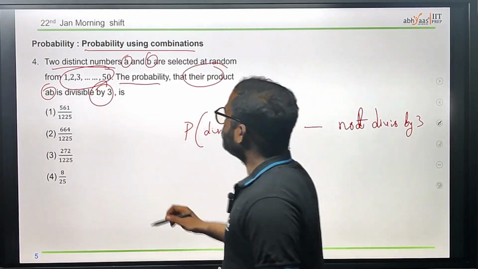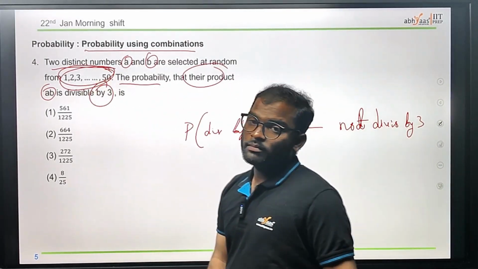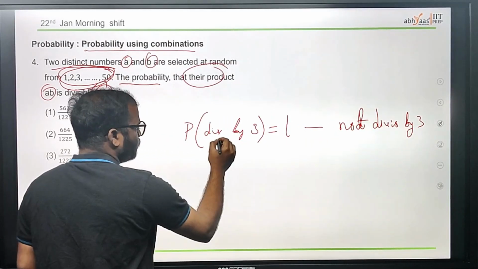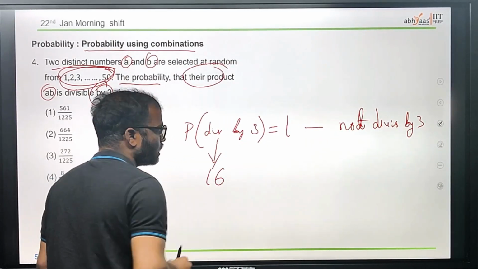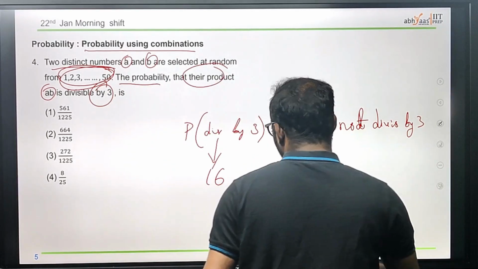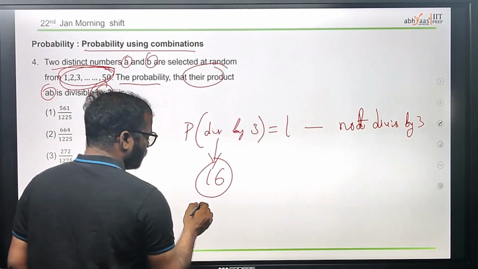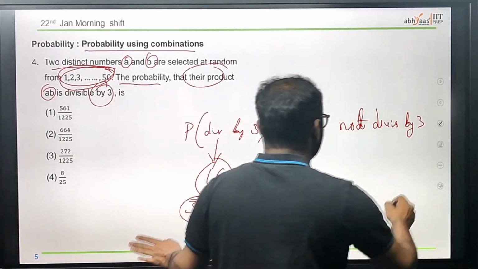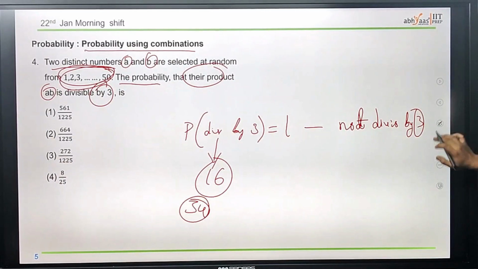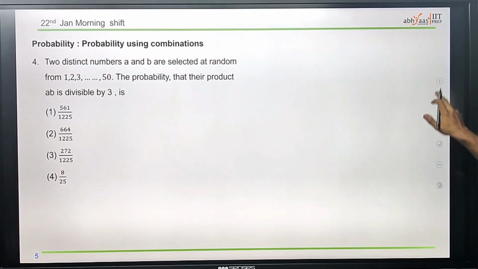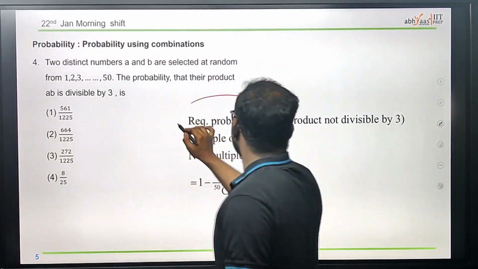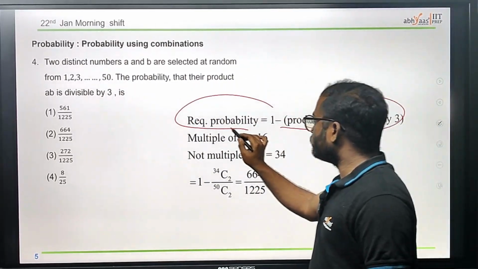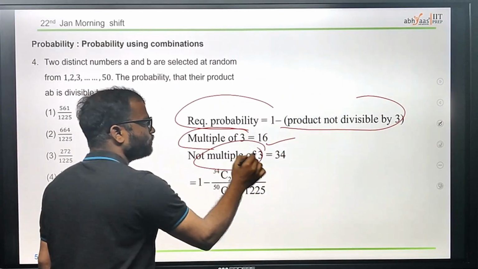First we need to check which numbers are divisible by 3 in 1 to 50. If we check, that will be 16. Subtracting that from 50, the numbers not divisible by 3 will be 34. Now the required probability is 1 minus the probability that the product is not divisible by 3, with 16 multiples of 3 and 34 non-multiples of 3.